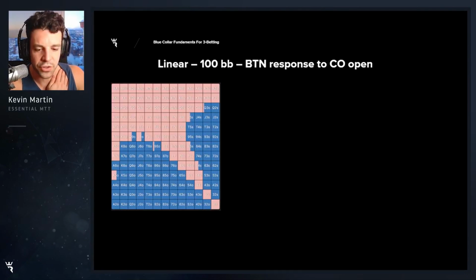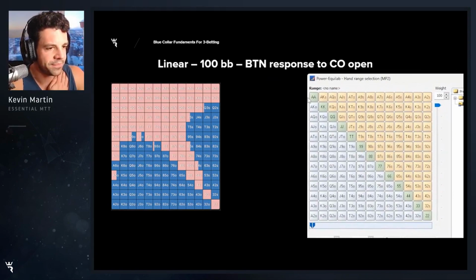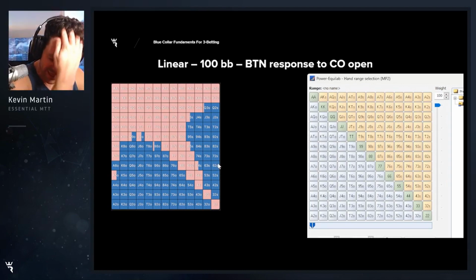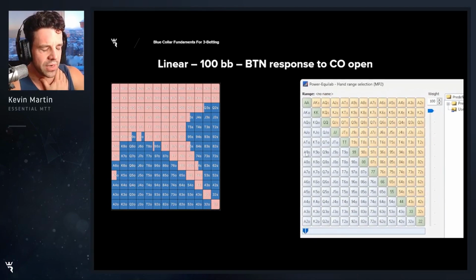Okay, so let's try a little manual work here. Let's see how I can do. So let's see this situation. I'm going to ask myself, off the top of my dome, to recreate a linear 100 big blind button response to a cutoff open. All right, cutoff opens. I'm early in a tournament, 100 bigs. Let's say they're good players, so I should create a really good linear strategy here. I don't know, off the top of my dome, what would I do on the button?